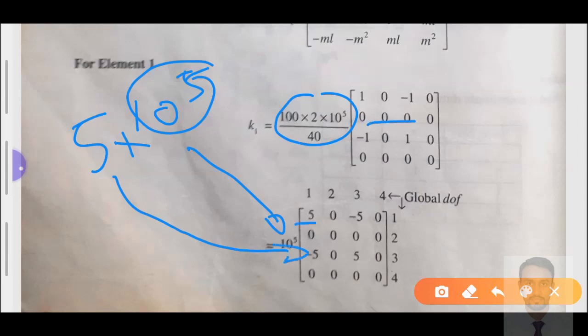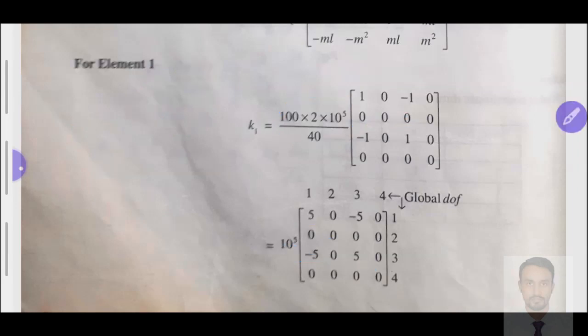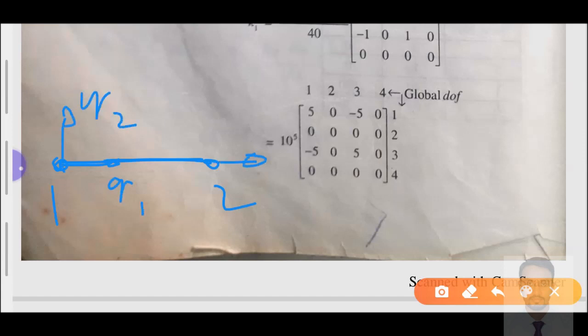This matrix becomes 5, -5, -5, 5. All the rest of the values remain the same. I have copied them as 0. Then the element will start from node number 1 and end at node number 2. Node number 1 has q1 and q2 as displacements. Node number 2 has q3 and q4.